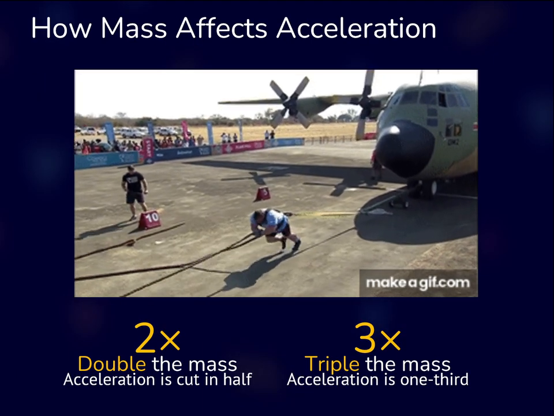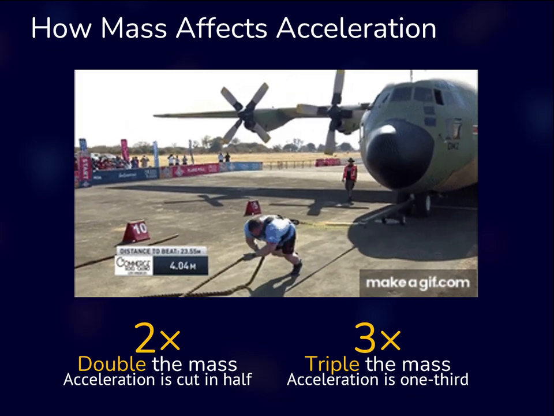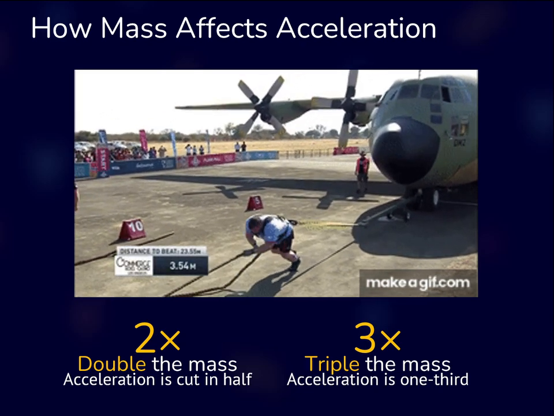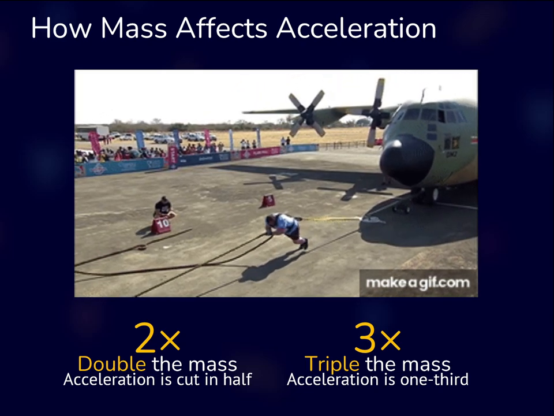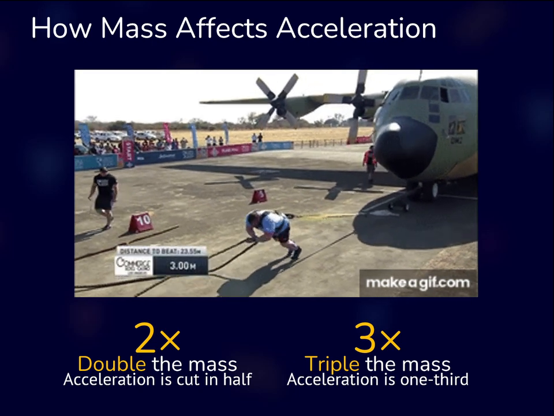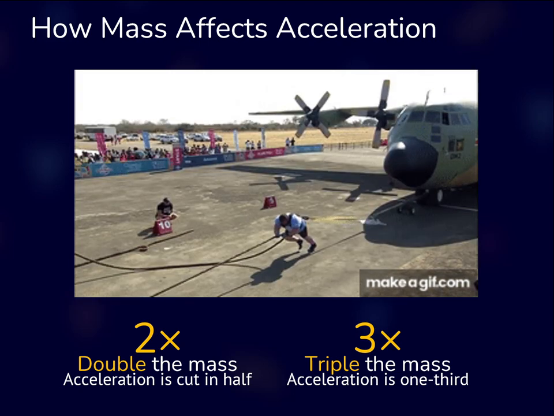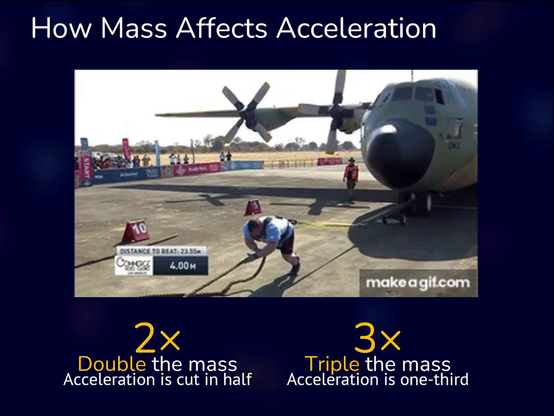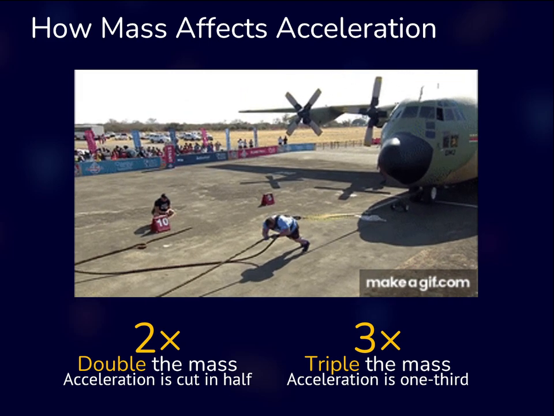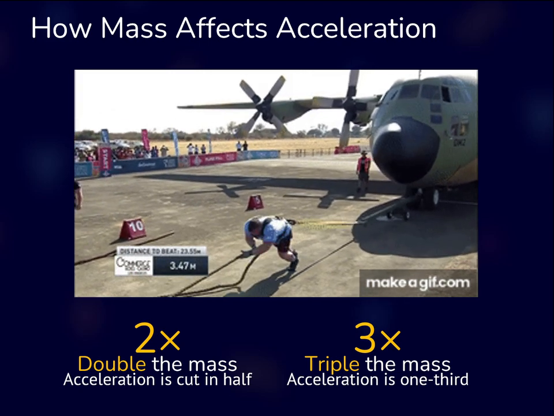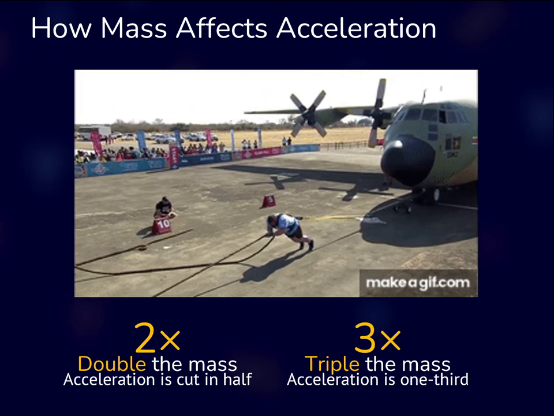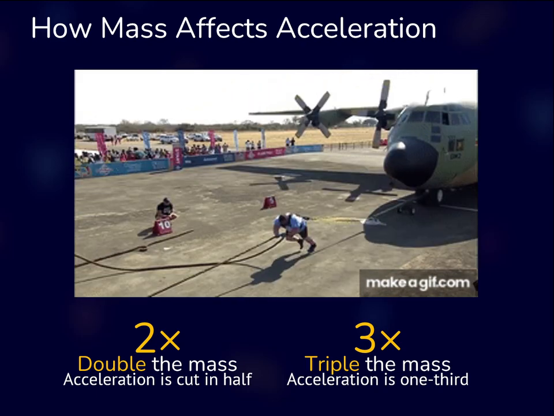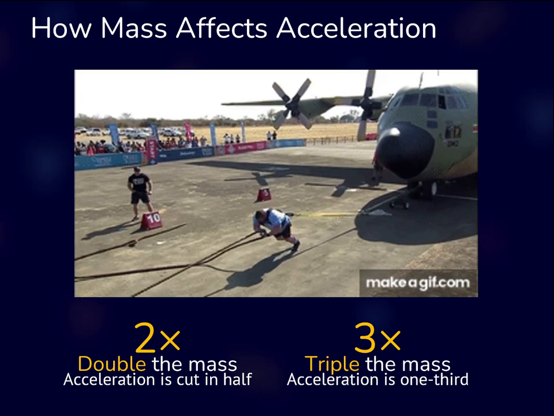Now, let's see how mass affects acceleration. If you apply the same force to two different objects, one light and one heavy, which accelerates more? The lighter object, of course. Let's say that our strong man pulls with a force of 250 newtons. If the object's mass is 125 kilograms, it accelerates at 2 meters per second squared. But if the object is 500 kilograms, acceleration drops to just 0.5 meters per second squared.